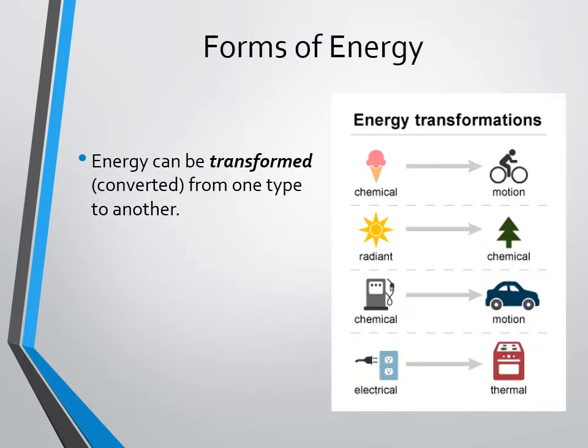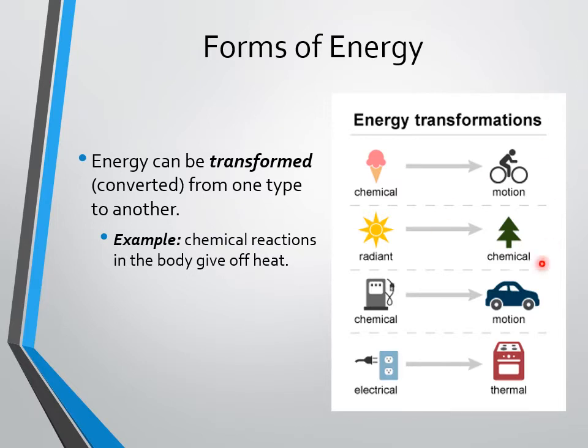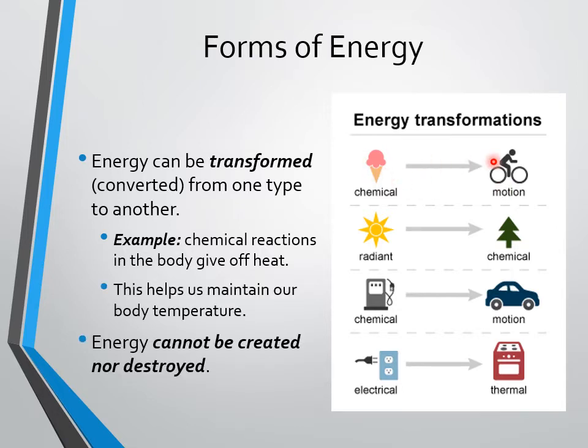Energy can be transformed from one type to another. So chemical reactions tend to give off heat. So you have radiant energy here, it goes to chemical energy. You eat, that's chemical, and it turns into energy which allows you to move. All that energy is transformed. Energy cannot be created or destroyed, but it can be manipulated and transformed into something else.